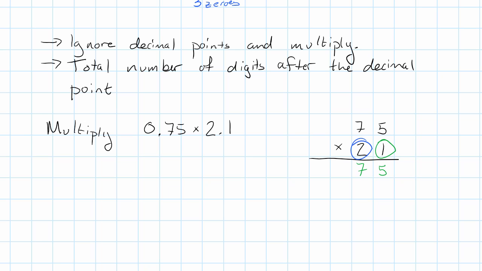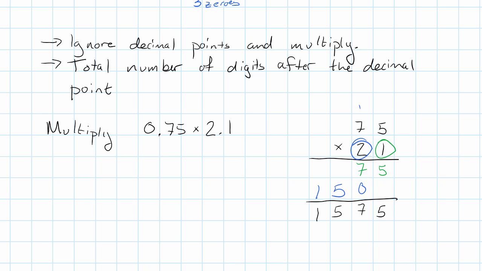Then we'll multiply by the tens digit. 2 times 5 is 10. 2 times 7 is 14, add in 1 is 15. And finally we'll add them up. 5, 7, 5, 1. Okay.